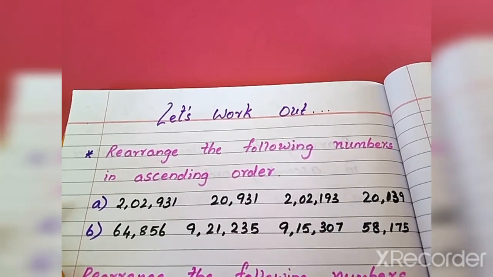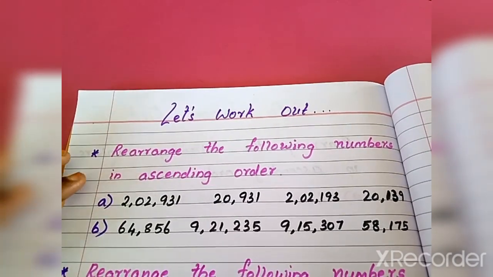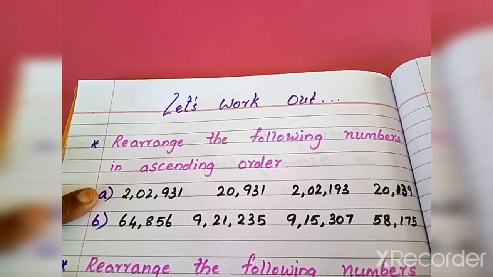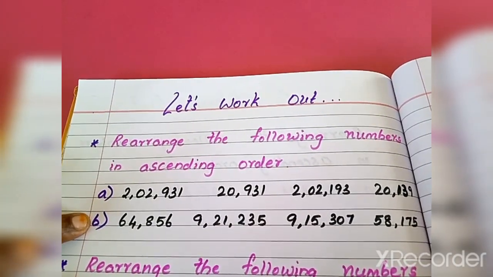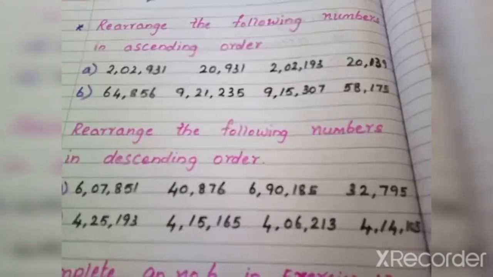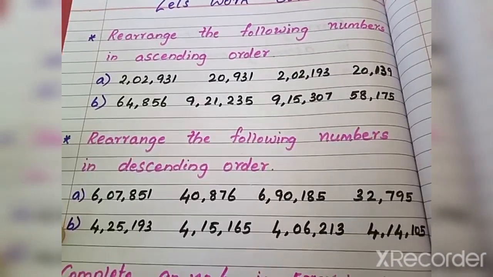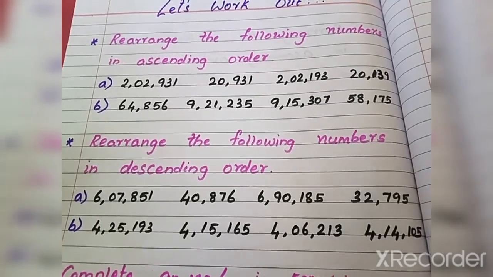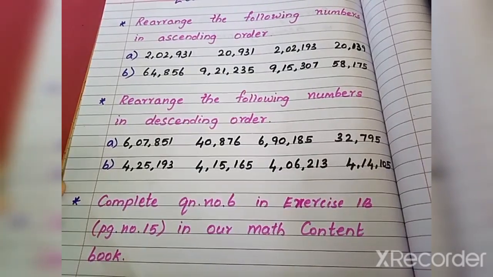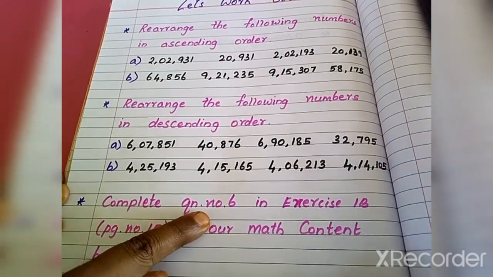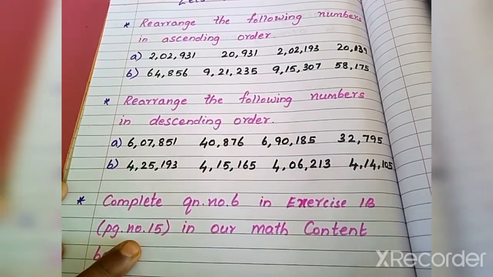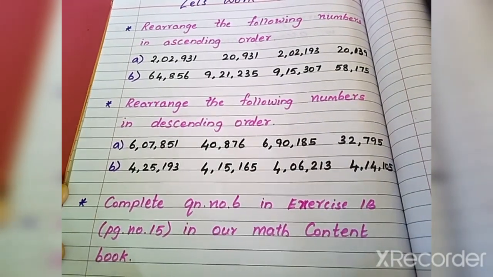Here I have 3 questions for you all to work out. This is your first question. The set of numbers which I have given over here, A and B, you have to arrange them in ascending order. In the second question, again you have 2 sets of numbers, that is A and B sets. These 2 sets of numbers you have to arrange in descending order. And the third question is from your content book, question number 6 from exercise 1B, given on page number 15 of our math content book.